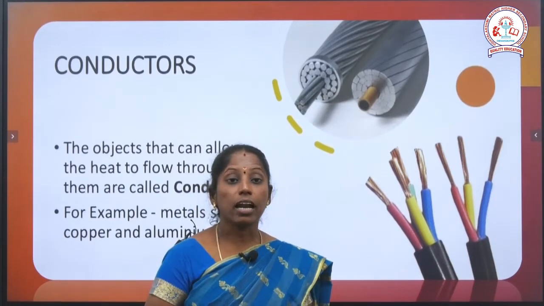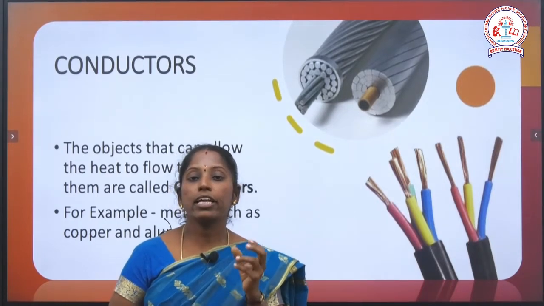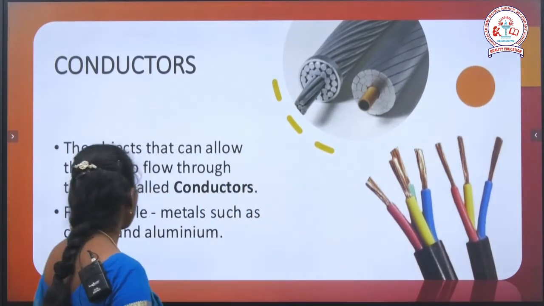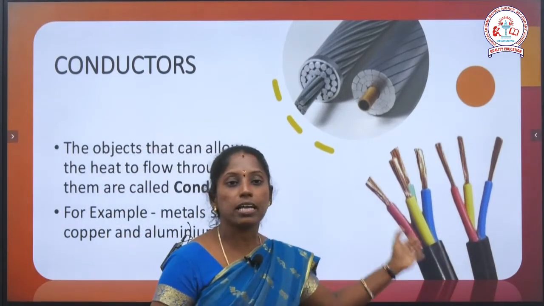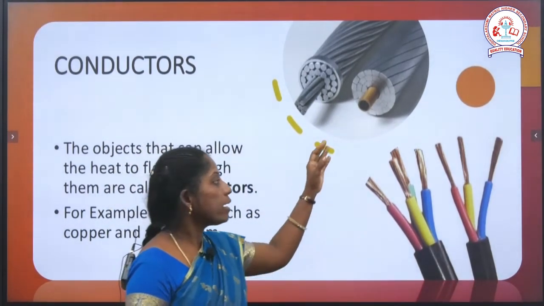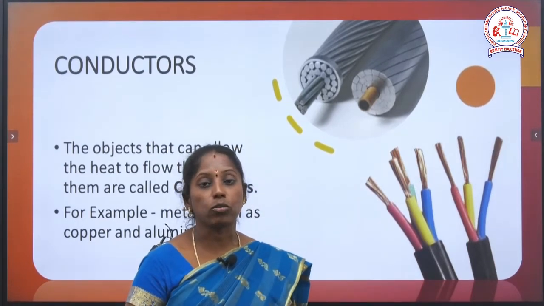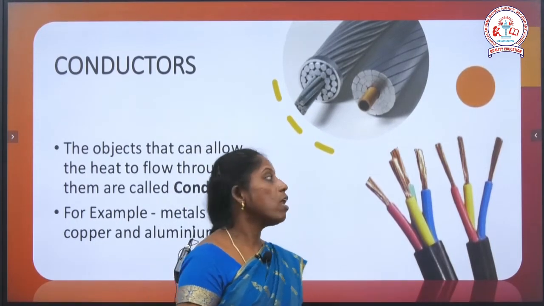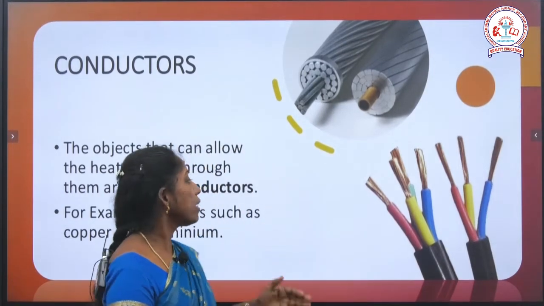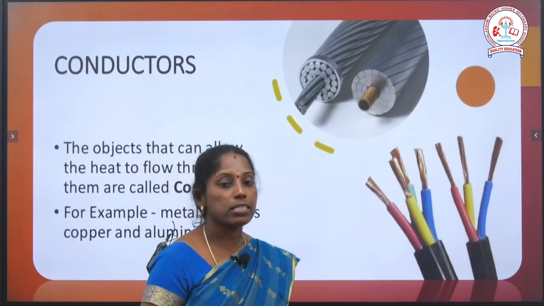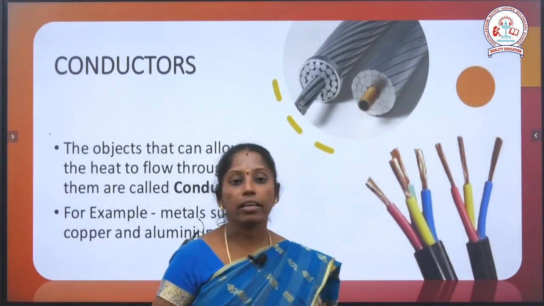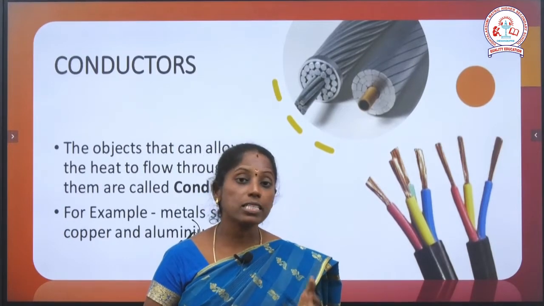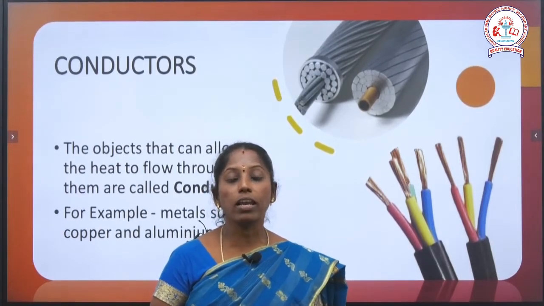A conductor is an object that allows heat to flow through it. For example, all metals are conductors. They allow the heat. That is why all cooking vessels are made of metals, aluminium, copper, even steel. They allow the heat to pass through them. That kind of material is called a conductor. See the picture, these are all metals: iron, copper, aluminium, used for cooking. Metals allow the heat to pass through them, so they are called conductors.